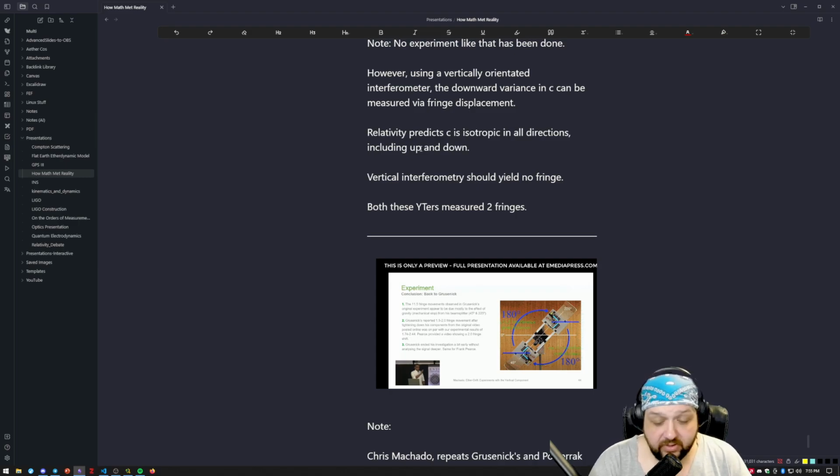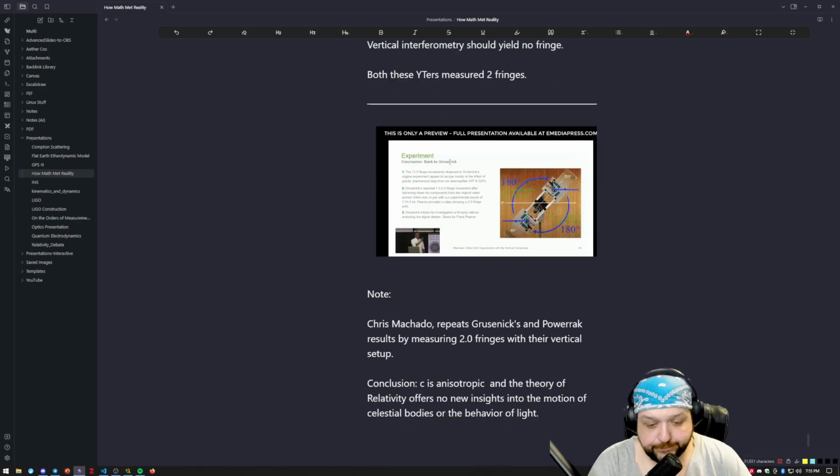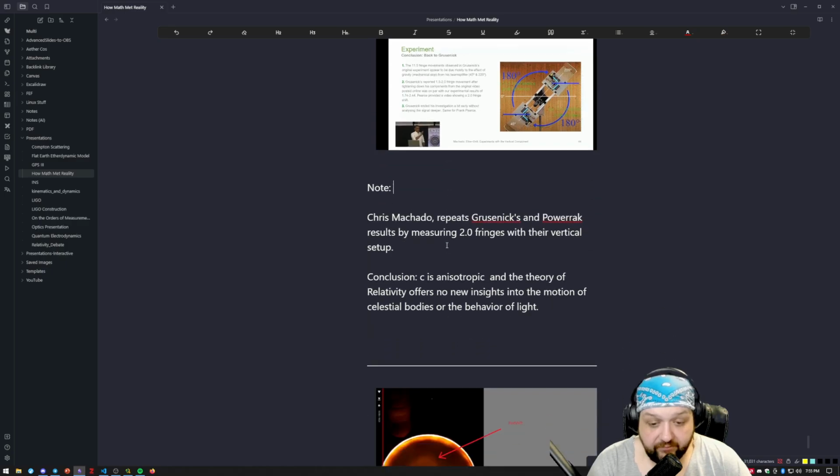So going up and down, there's a variance, and going east and west, there's a variance. And in relativity theory, light is supposed to be isotropic, meaning no preferred direction. You could shoot it up, down, left, right, east, west, north, south, no variance. But that's not what's measured, right? So we have the most precise way to measure light, which is interferometry, and it shows that there is a fringe displacement in the vertical component.